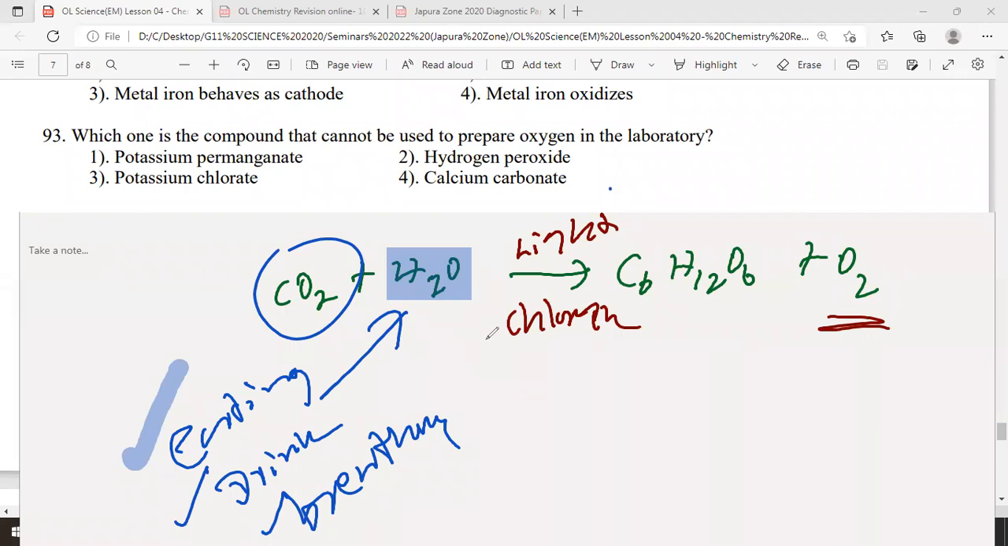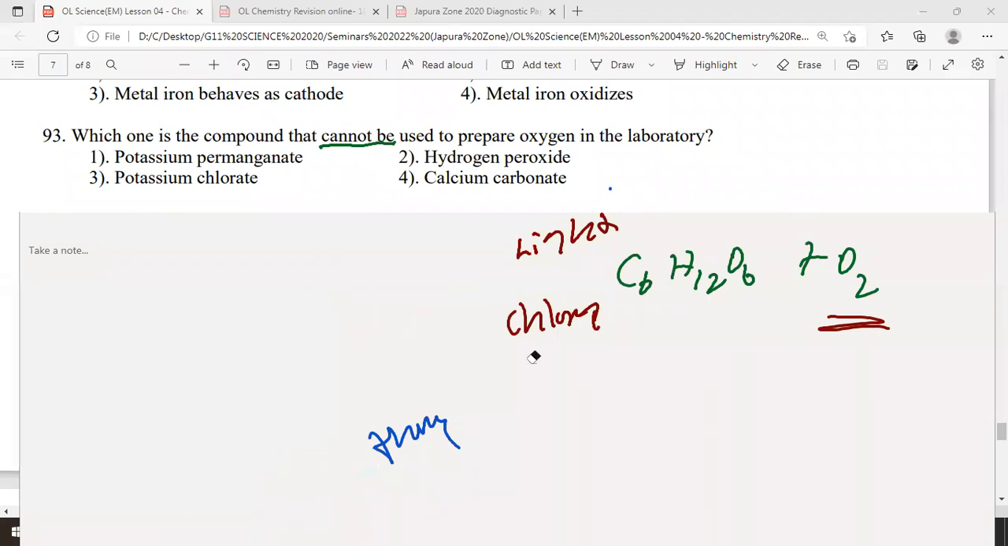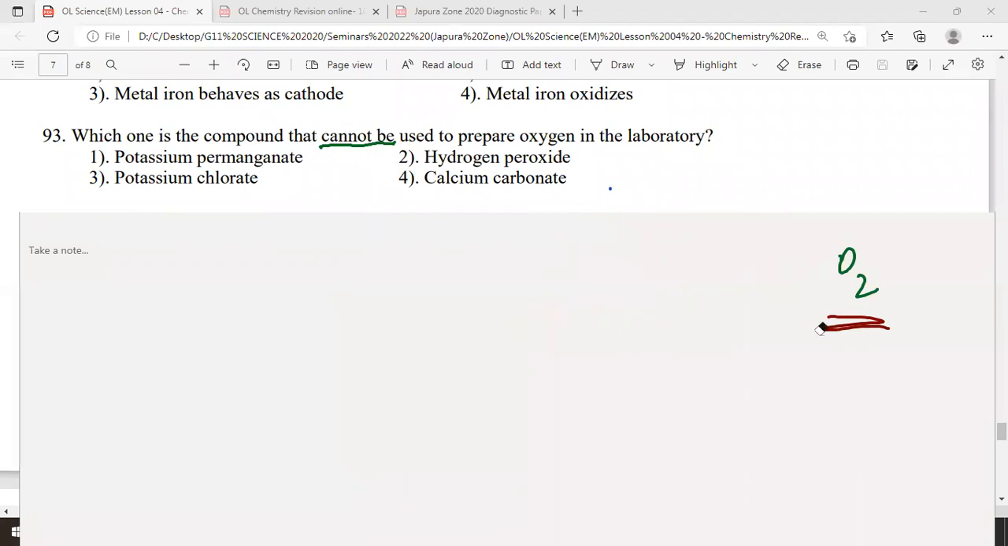Okay, now what is the answer? Question number 93. Some of you have already posted the answer on chat. Ravin, Imasha, very good. The answer is fourth, potassium chloride. Please try the chemical formula, KClO3. KClO3 can be used, but they are asking which cannot be used. That is calcium carbonate. Calcium carbonate is not used to prepare oxygen. That is to prepare carbon dioxide. Any carbonate can be used to prepare what gas? Carbon dioxide gas.